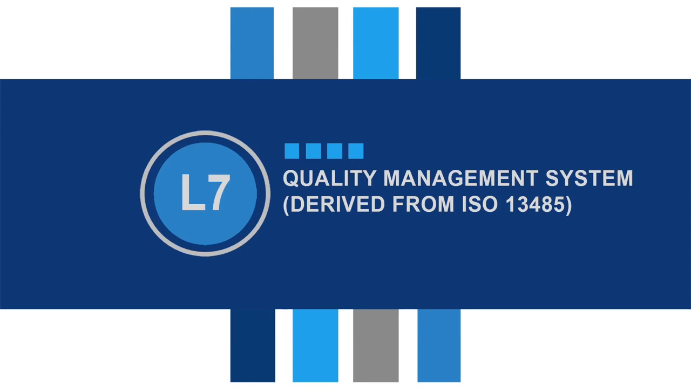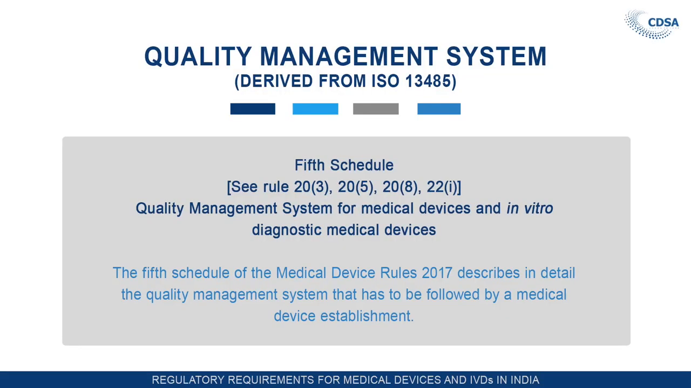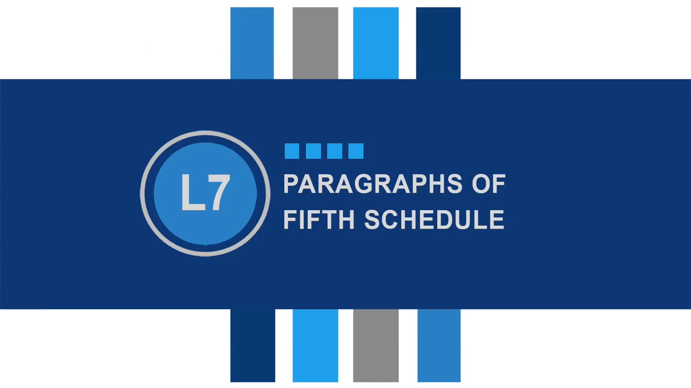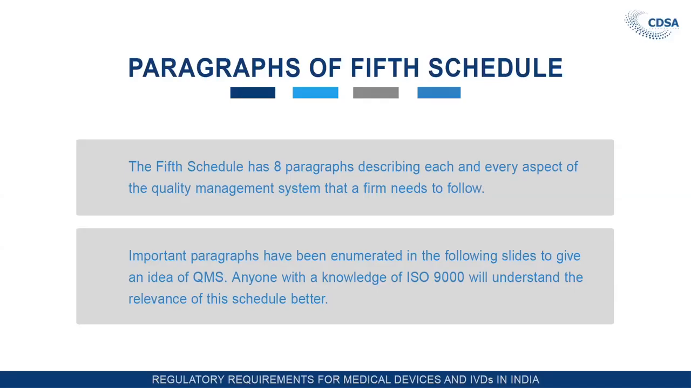ISO 13485, which is the mother for our quality management system, is in the fifth schedule of quality management system for medical devices and in vitro diagnostic medical devices portion of the Medical Device Rules 2017. The fifth schedule describes in detail the quality management system that has to be followed by a medical device establishment. The fifth schedule has 8 paragraphs describing each and every aspect of the quality management system that a firm needs to follow. Important paragraphs have been enumerated in the following slides to give an idea of QMS.